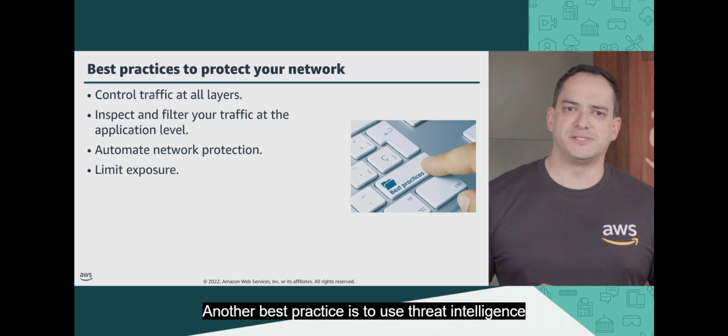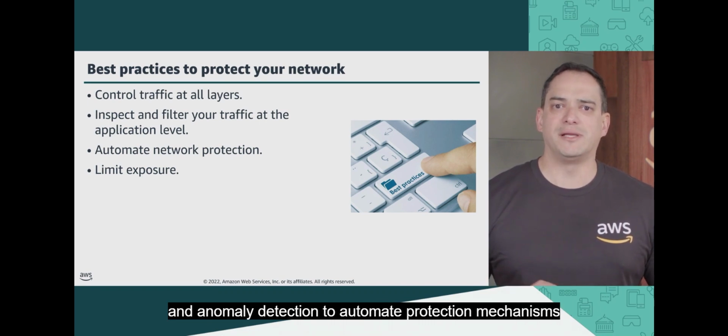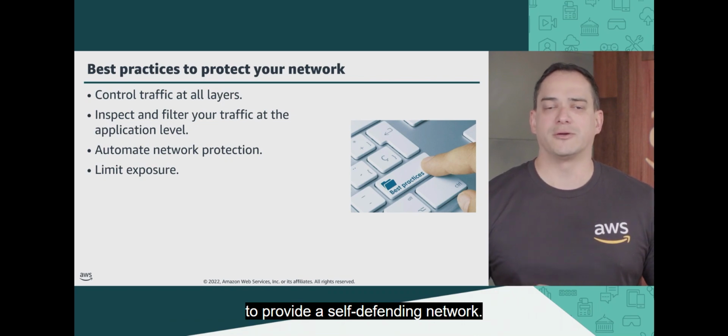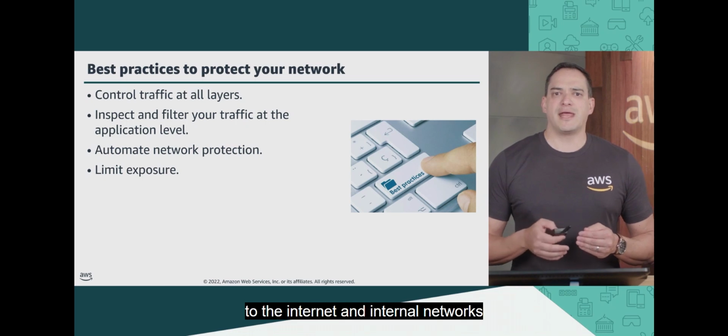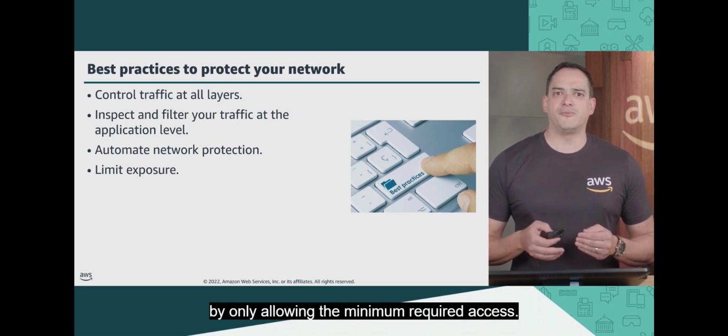Another best practice is to use threat intelligence and anomaly detection to automate protection mechanisms to provide a self-defending network. And finally, limit the exposure of the workload to the internet and internal networks by only allowing the minimum required access.